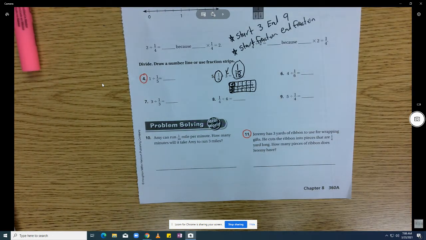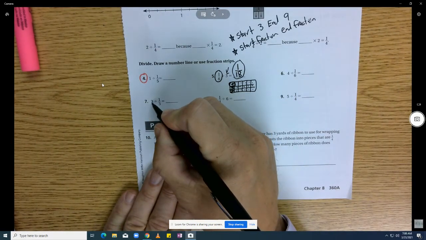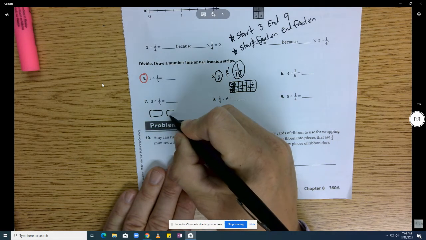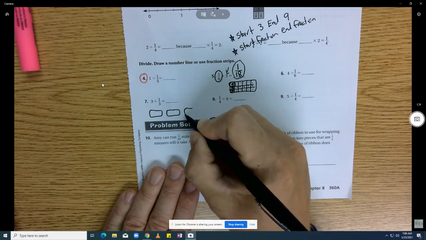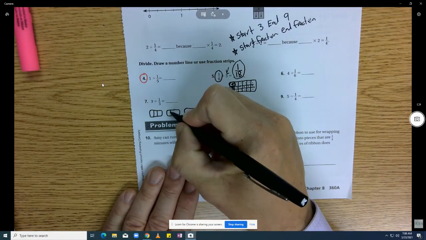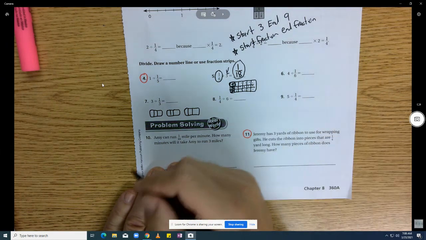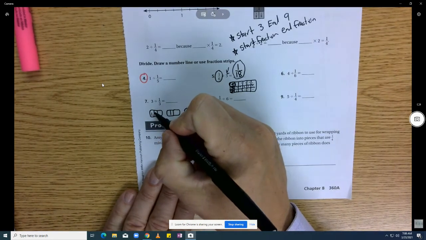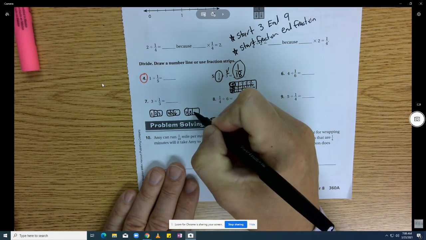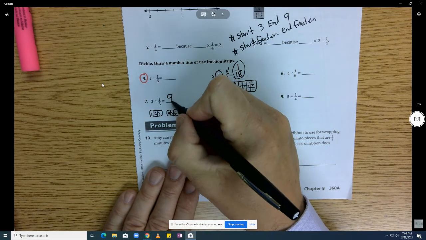Let's go down to number 7. So let's draw a picture of this one. It says draw 3 wholes. So we get 1, 2, 3. Cut them all into thirds. And the question really is, how many thirds are there? How many little 1/3s are there? There's 1, 2, 3, 4, 5, 6, 7, 8, 9. Start with a whole number, end with a whole number.